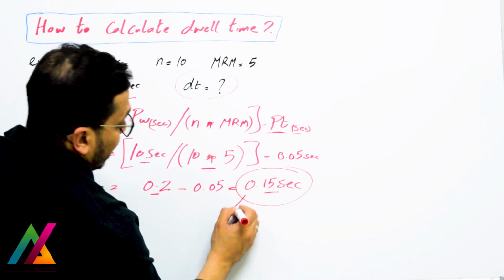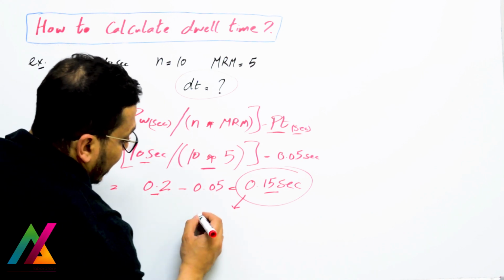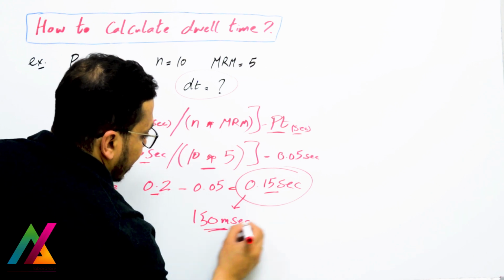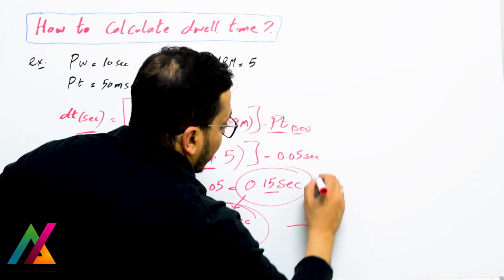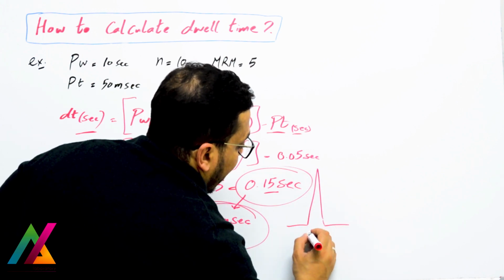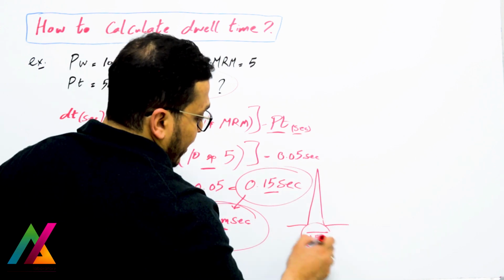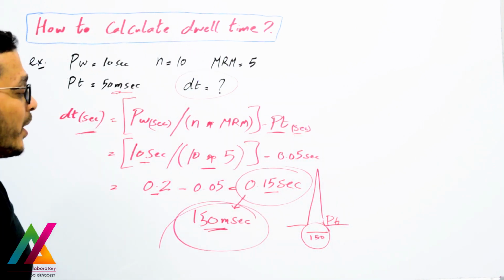0.15 second, converted to milliseconds to get the dwell time, will be 150 milliseconds. 150 milliseconds to get the peak. So the peak will be like this. We need 150 milliseconds to get every MRM, to get the peak. And pause time, as we said, will be 50 milliseconds.